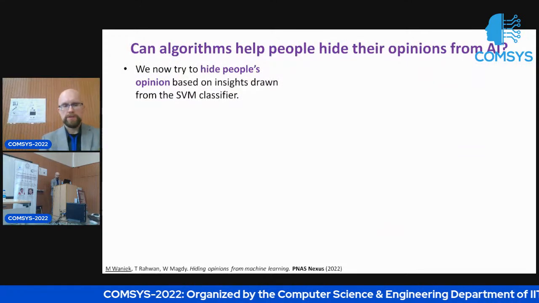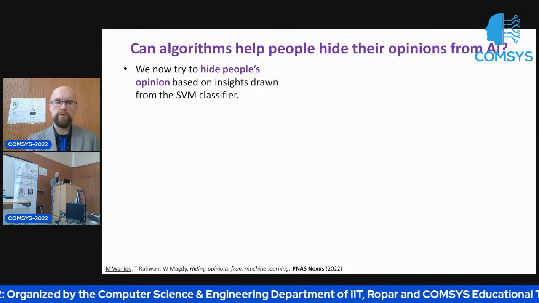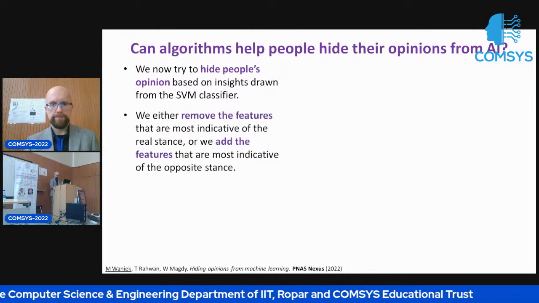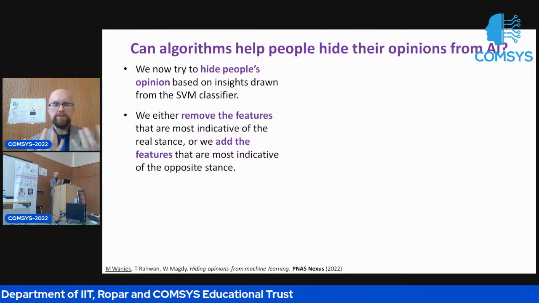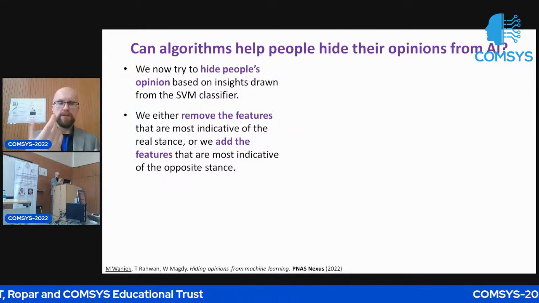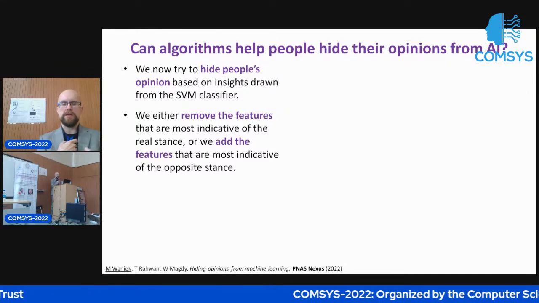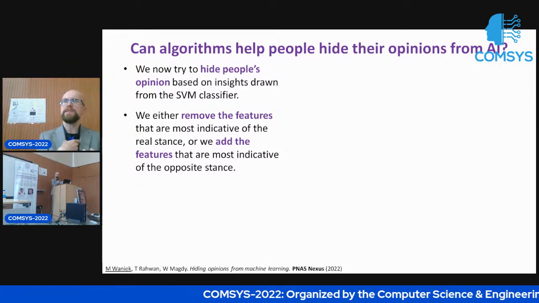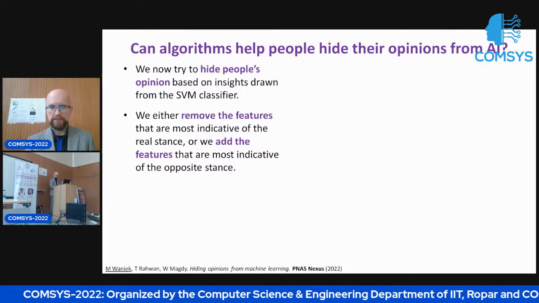Okay, cool. So if people are unable to do it on their own, maybe we could help them. Maybe we could design some algorithms. So again, we consider different types of hiding algorithms, those that remove features that are indicative of my actual stance, or those that add features which are indicative of my opposite stance.